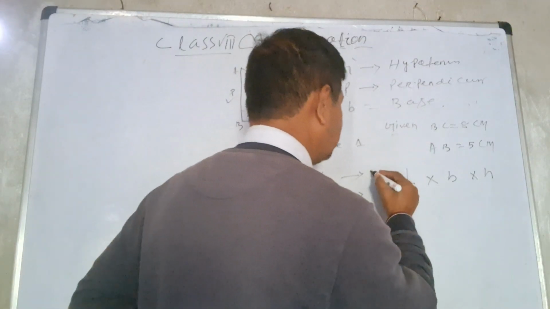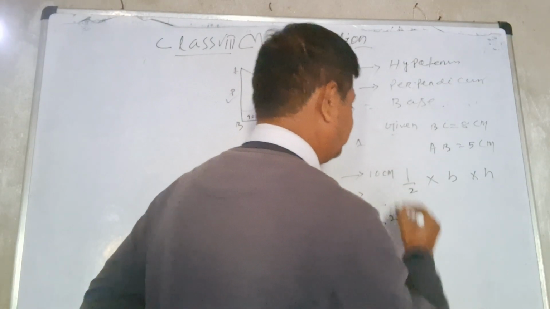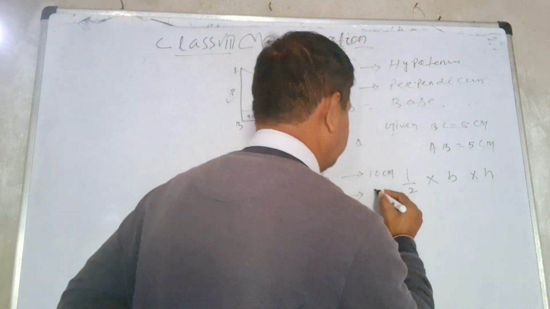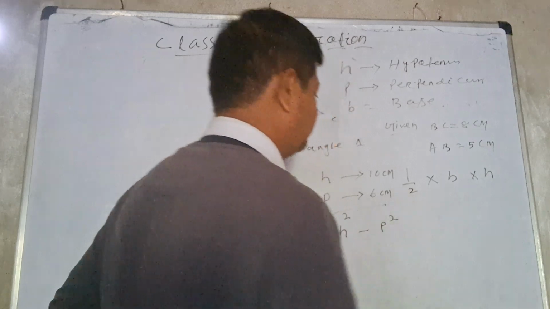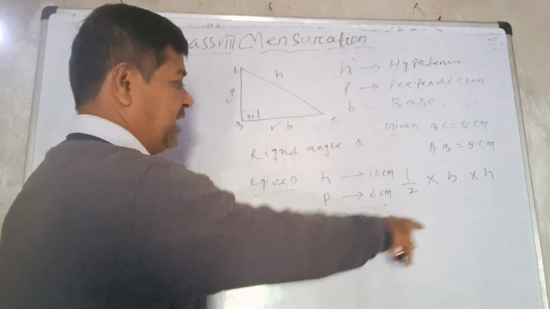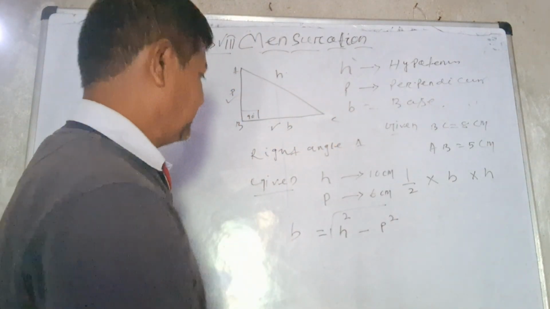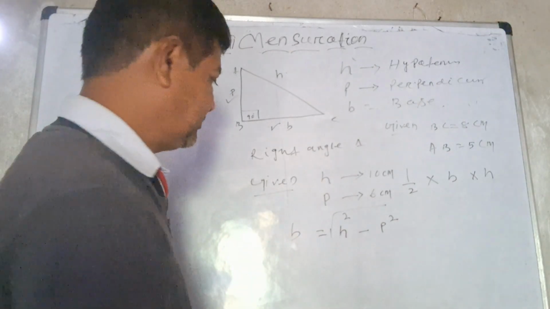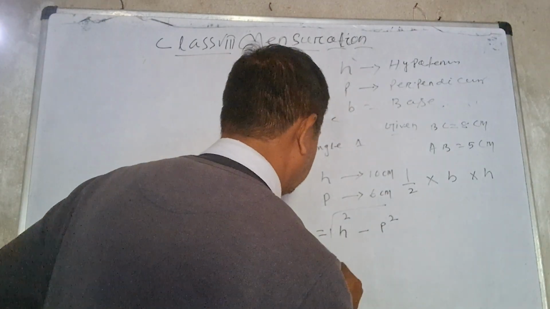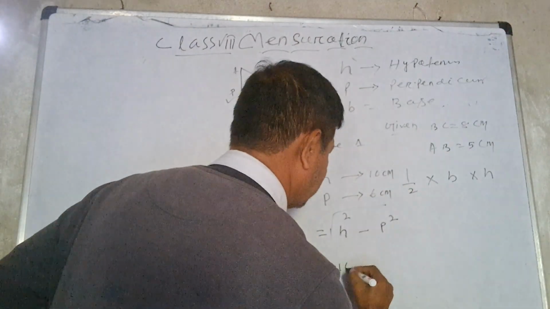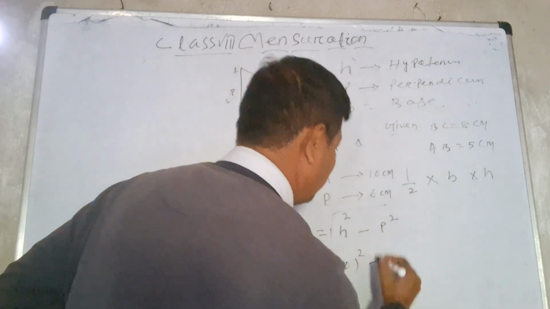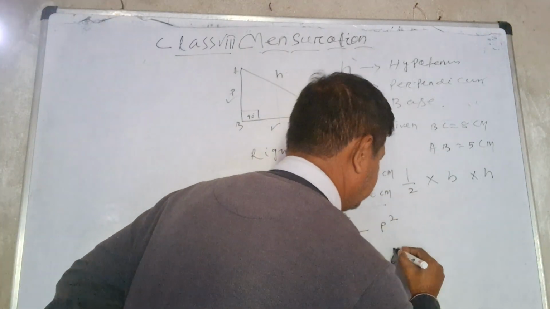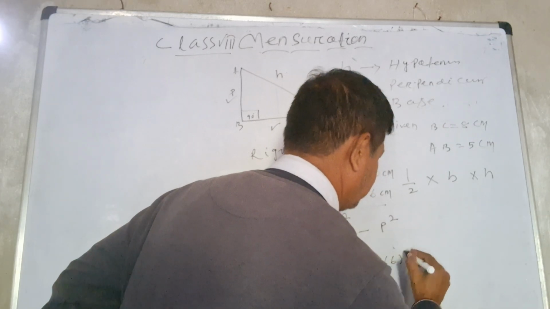If H equal to 10 cm, P equal to 6 cm, find the area of this triangle. First we should find the base. B equal to square root of H square, 10 square, minus P perpendicular, 6 square.